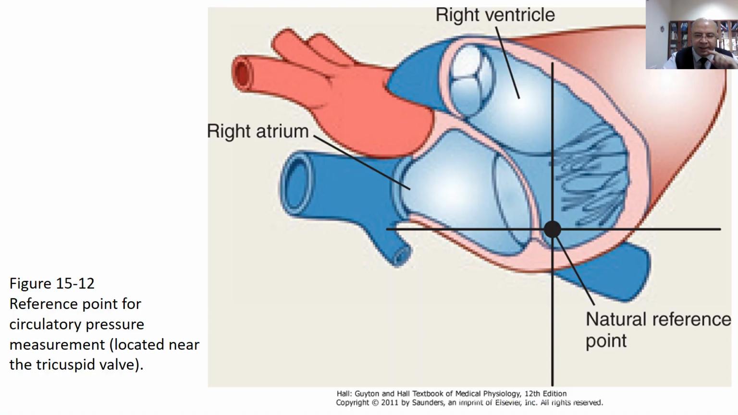So here you see the natural reference point of the right atrium. It is close to the tricuspid valve. So it is the valve in the right side of the heart, right between the right atrium and the right ventricle.